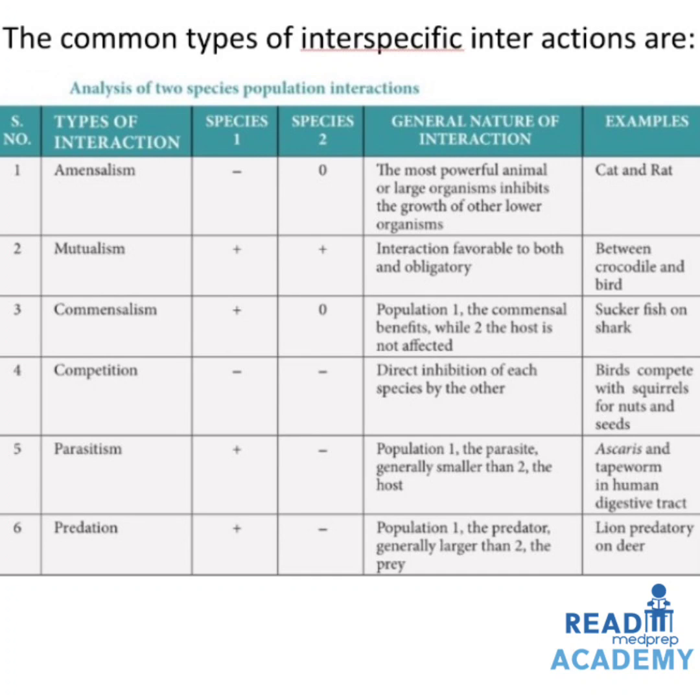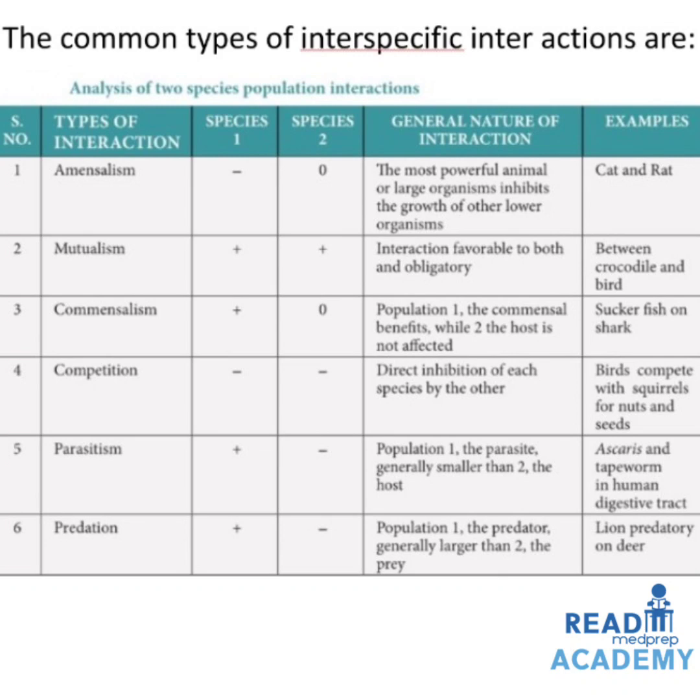Commensalism, where species 1 is benefited, whereas species 2 is neither benefited nor harmed. Population 1, the commensal, benefits, while population 2, the host, is not affected. Example: suckerfish on shark. Competition, where both species 1 and 2 are affected. The general nature of the interaction: direct inhibition of a species by the other. Example: birds compete with squirrels for nuts and seeds.